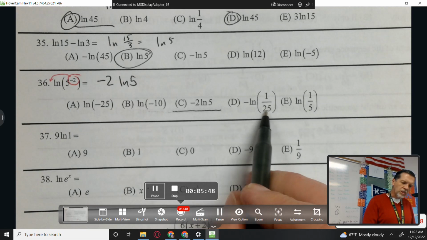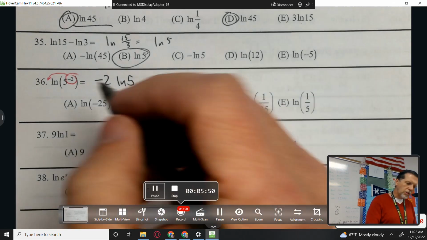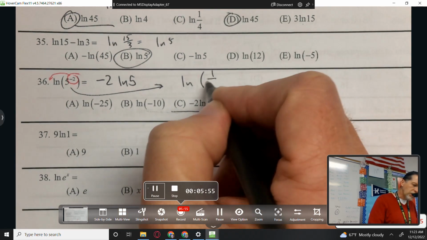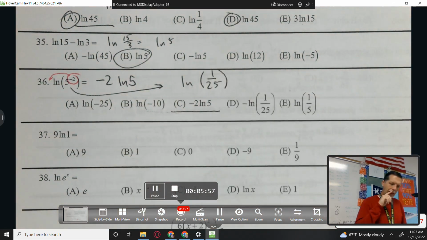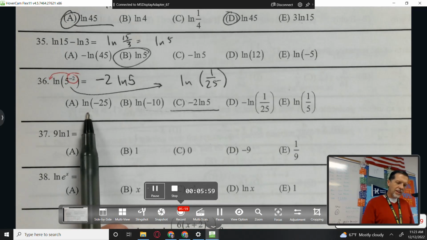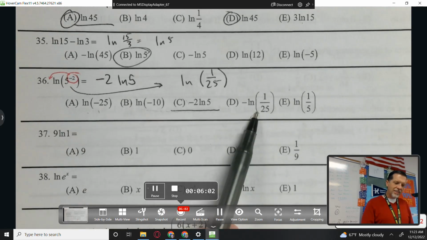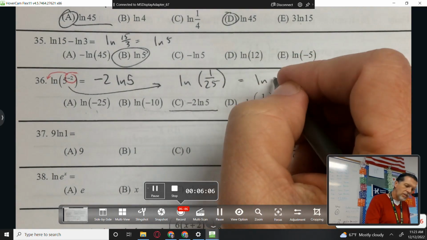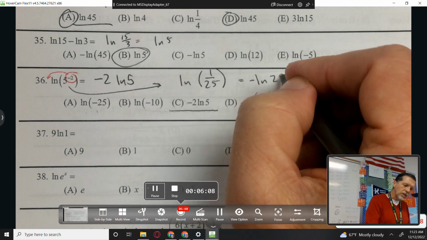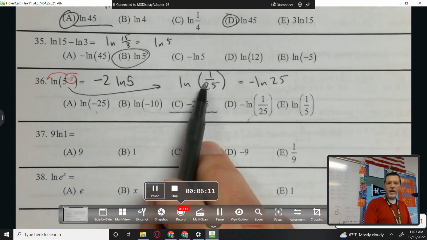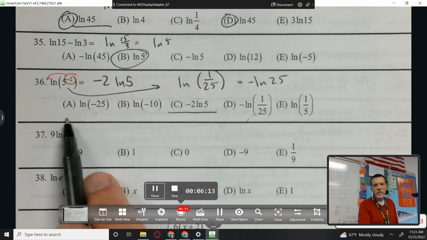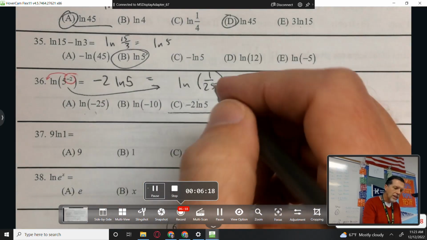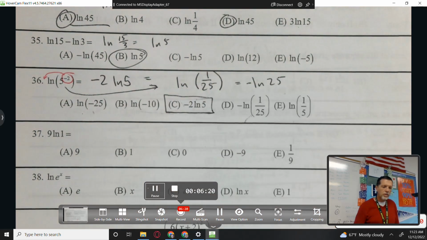Some of these are close. Like if we did 5 to the negative 2, that would be 1 over 25. So that's not the same as A. It's not the same as D. It's definitely not the same as E. That could be negative natural log of 25, because that negative exponent can go out front. But that's not any of our choices either. So there's lots of ways to write that, but only one of them is one of our answer choices.